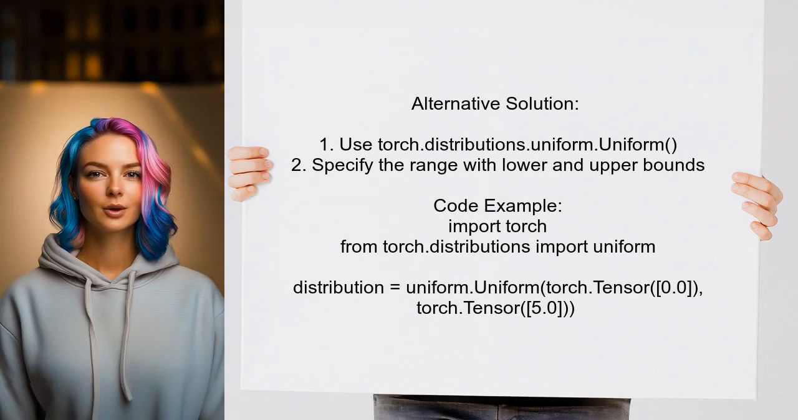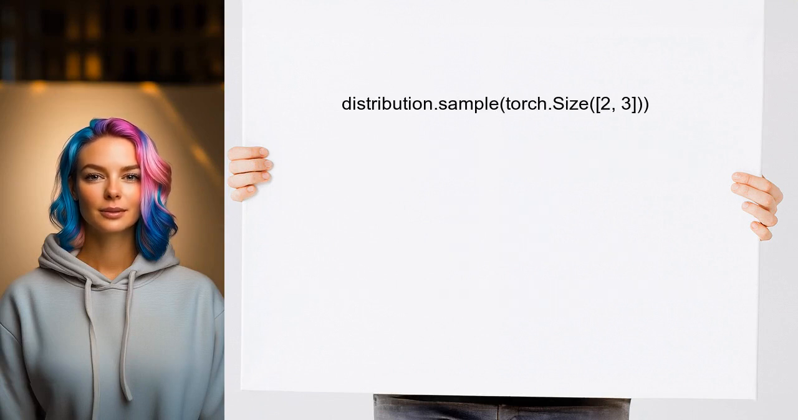An alternative approach to generate a uniform distribution in PyTorch is to use the uniform distribution class from the torch distributions module. You can create a distribution by specifying the lower and upper bounds. That's the end of that answer.